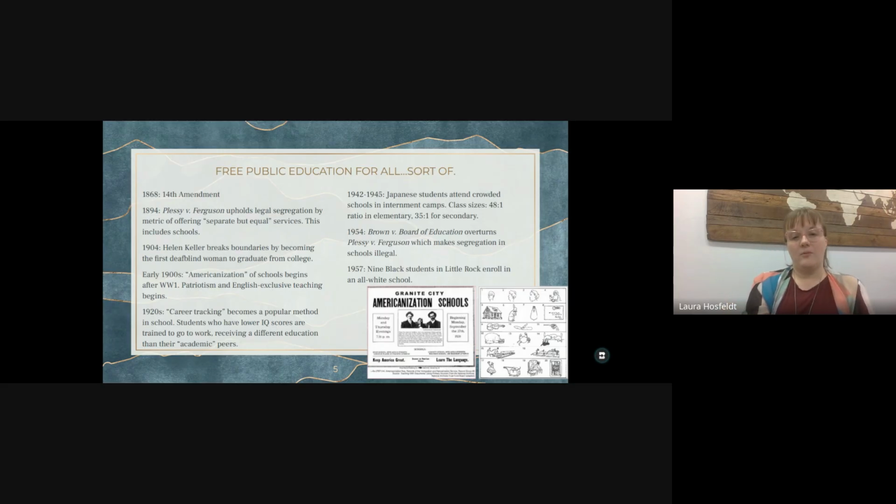In 1894, we have Plessy versus Ferguson, which is a Supreme Court case that upheld legal segregation. The idea was that they were offering separate but equal schools. Okay. So Plessy versus Ferguson requires that we still have to offer free public education to Black children, but it can be separate and equal, meaning that segregation is legally upheld.